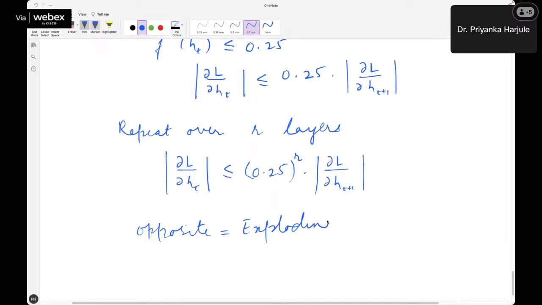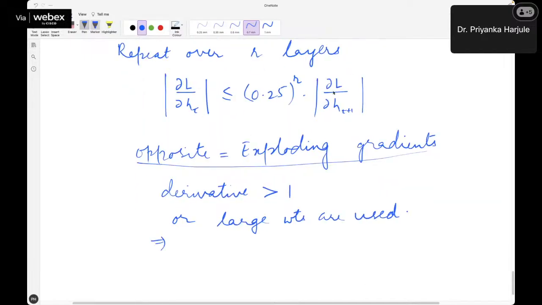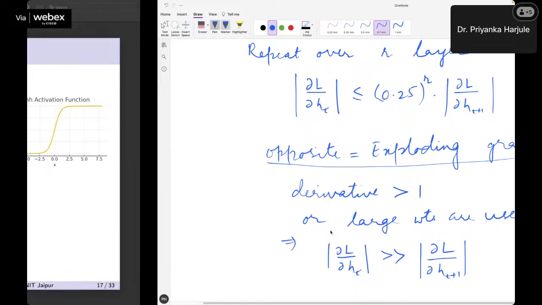It happens when the derivatives are greater than 1 or large weights are used. In this case, the inequality is reversed, so del L upon del Ht is very, very large. In this case the gradients blow up layer by layer.